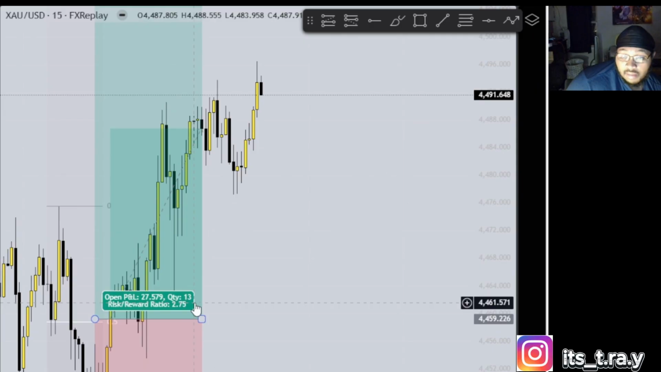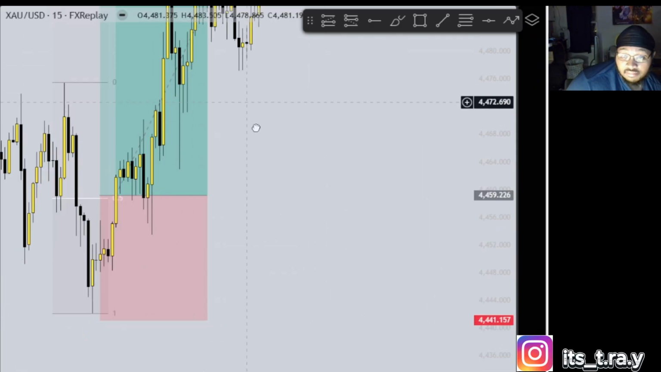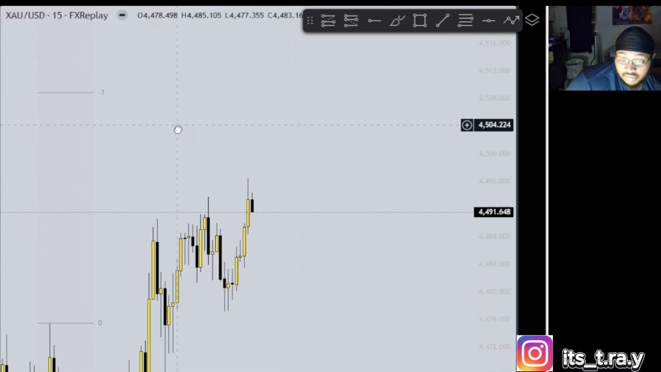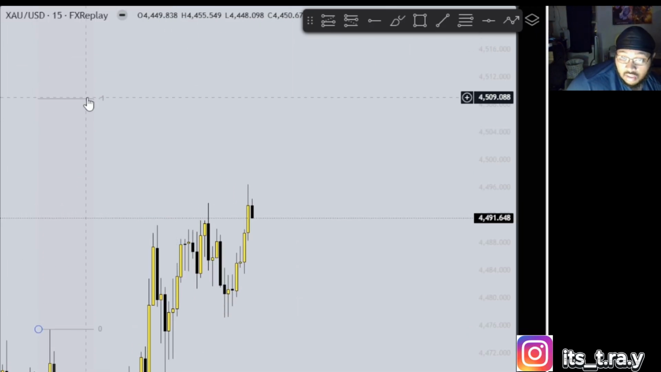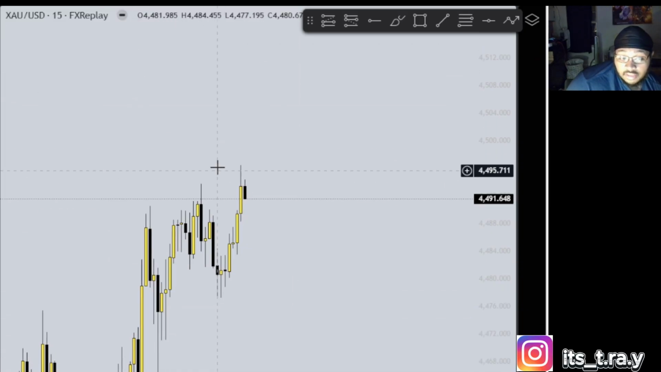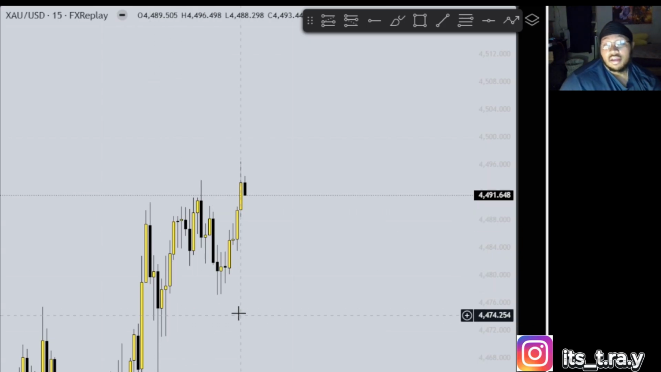So yeah, that'd be a 2.75. This I'd probably be risking almost 1,000 with how big the stop loss is. But yeah, that's all that Fibonacci tool does, is just help give me targets, like areas to target for putting my take profit at.